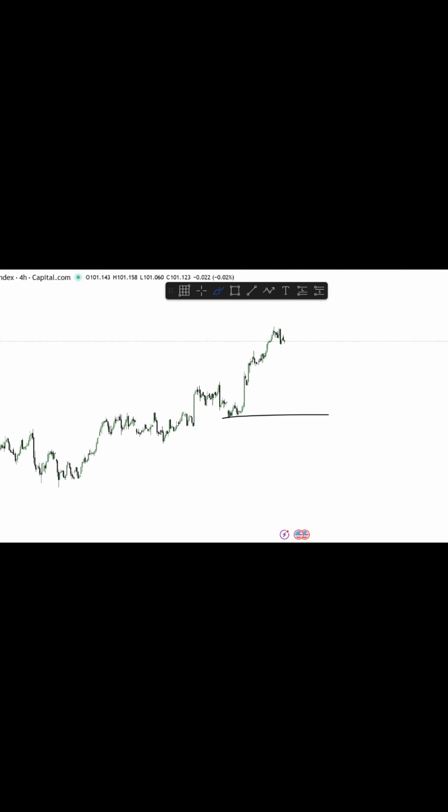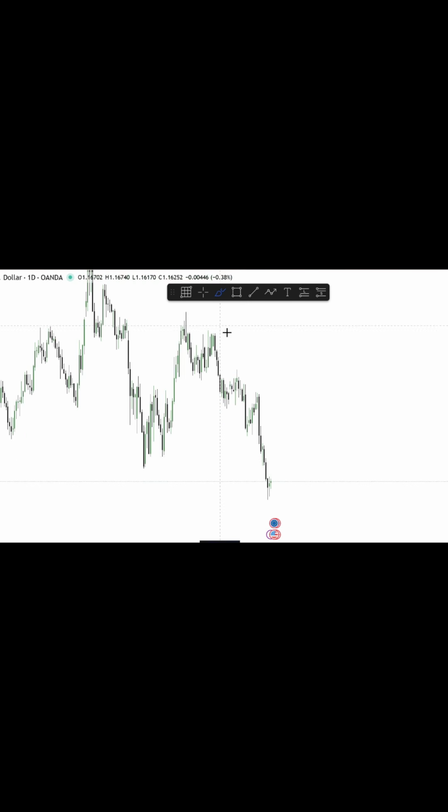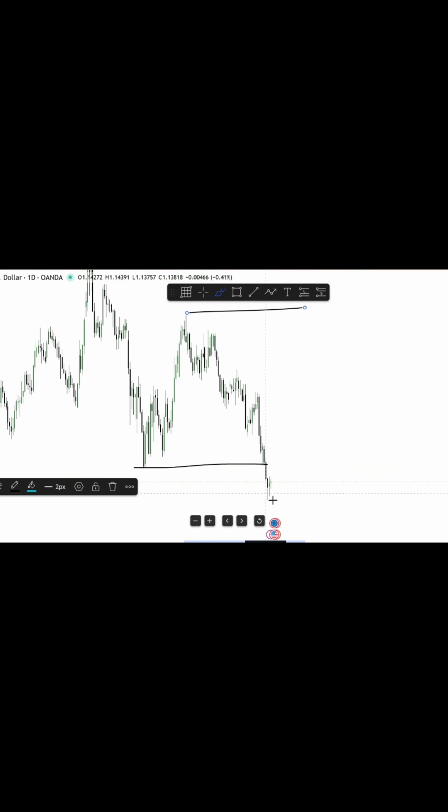What does that mean for Euro USD? We can see on the daily time frame we've now had a second break of structure in towards the downside, and this is the current swing range that we're trading within.